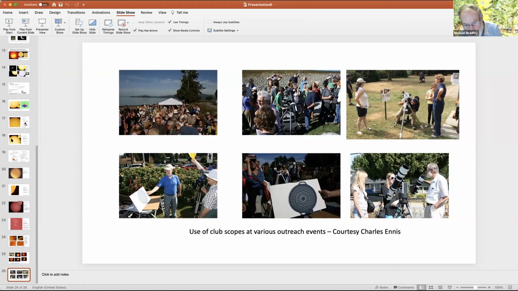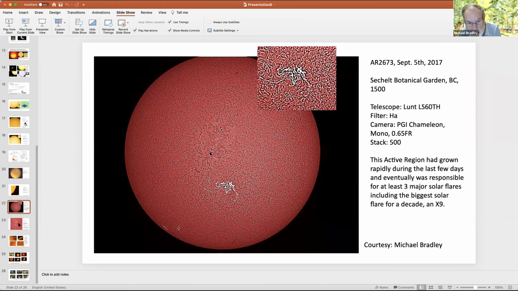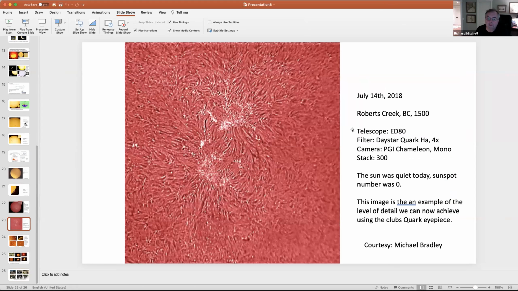Thanks, Richard. That picture you showed of the sun there, really close up, that was taken with the Quark just after we got it. What's the Quark again? It's a hydrogen alpha eyepiece, is how they describe it. It's the latest from the people who brought the Daystar filters onto the market.